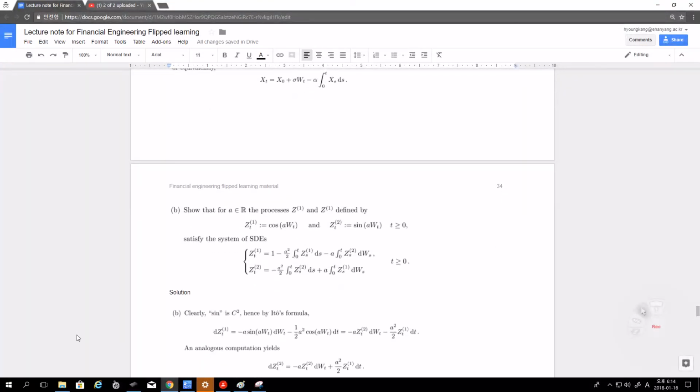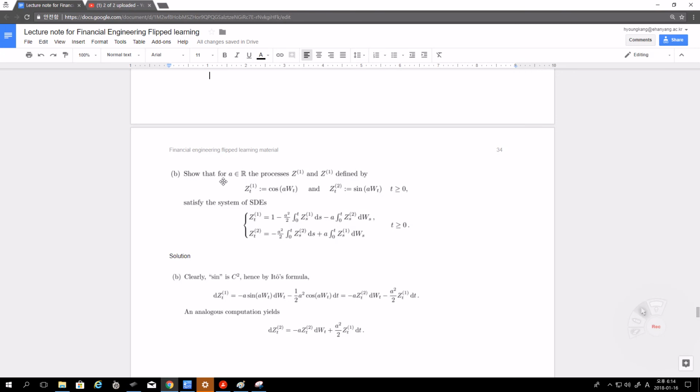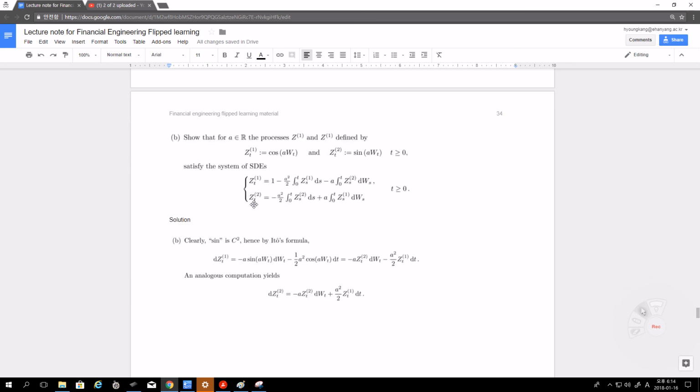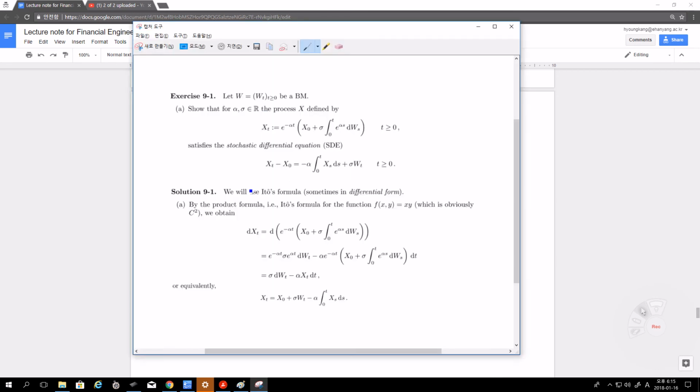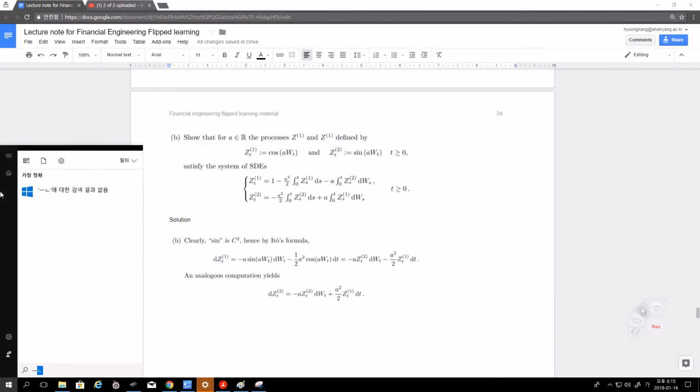Show that a is some real number, and now we have two processes, z1 and z2, defined in this way, and then we want to prove the system of stochastic differential equations looks like this, right? So, well, let's prove this one. Let's open another file.